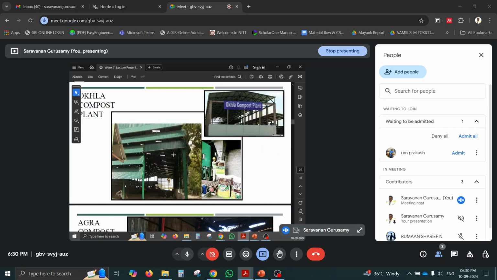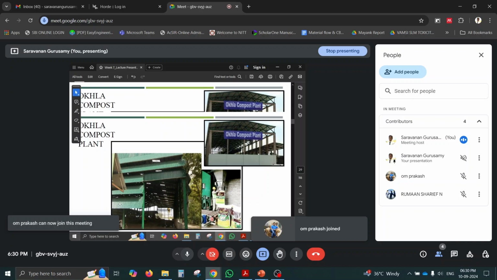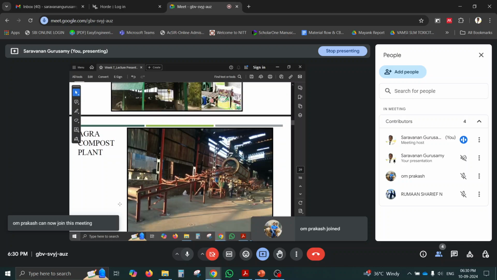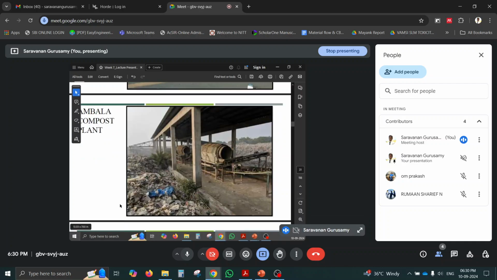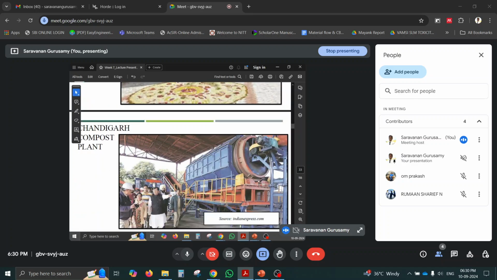Some of the examples are the Okla compost plant, the Agra compost plant, and the Ambala compost plant. You can see here, this is the Trichy compost plant. One of these I have already visited in Trichy itself. We have a 52 micro compost plant. One of the compost plants is shown in the figure, and then the Chandigarh compost plant.